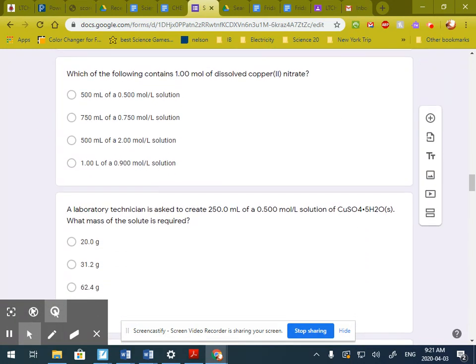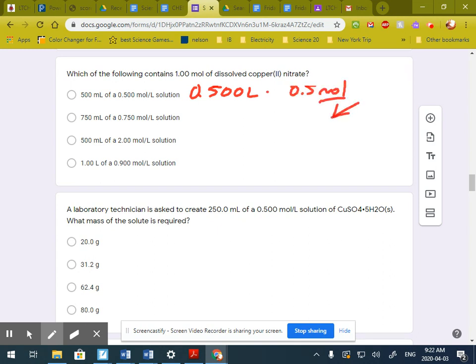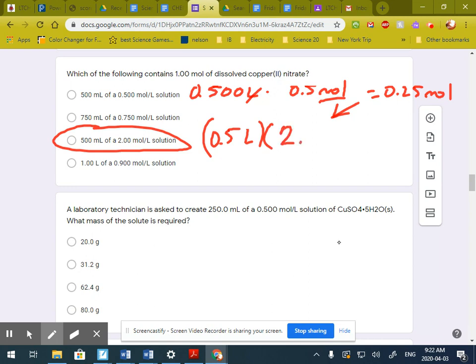Okay, which of the following contains 1 mole of copper nitrate? If you want to find moles, you can quickly multiply the volume and concentration together. So we have 0.5 liters, and if we times that by 0.5 moles per liter, the liters will cancel. And 0.5 times 0.5 is 0.25 moles. Now, you're going to have to do that for each of these questions. This is the one that gets you to 1 mole, because 500 milliliters is 0.5 liters, and when we times that by 2 moles per liter, half of 2 is 1.